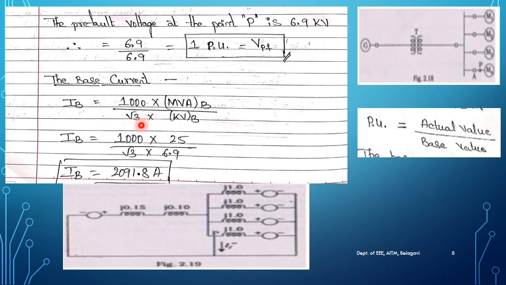After that we need to determine the base current. This is the formula which we used in our previous problem to get the base value of the current. After substituting the various values, MVA base new is 25 MVA and kilovolt base new value is 6.9 kilovolt. If you simplify it further, you are going to get the base value as 2091 ampere.